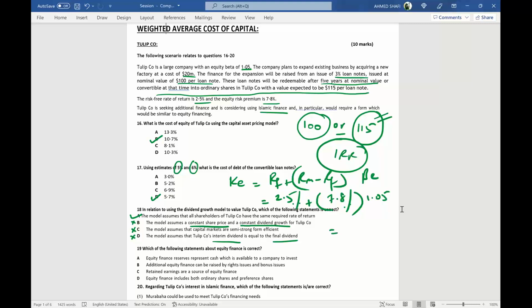That strategy was to remove the wrong ones and then reach the correct one. But there is another strategy, directly capture the correct answer. If you look at common sense, option A, the model assumes all shareholders have the same required rate of return. Is it possible that a company pays every shareholder separate percentages? One shareholder is paid 8% dividend, one is paid 9%, one is paid 10%. That's not possible. Every shareholder is given the same return. This is what the dividend model also states. Every shareholder will get the same return. So option A is correct.